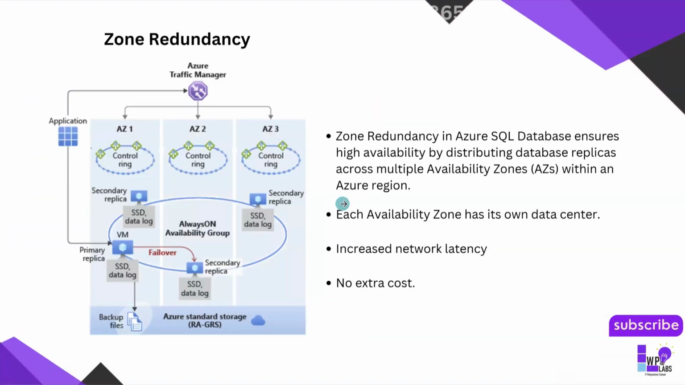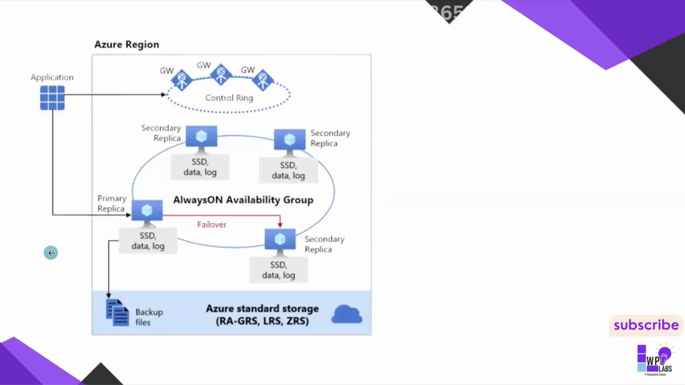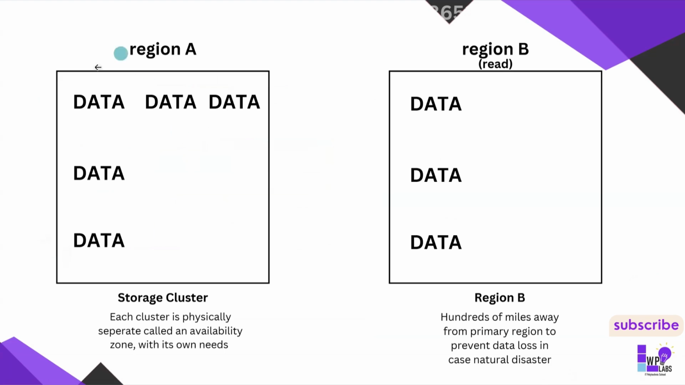So we have looked at what happens when a node fails inside a zone and inside a region. Now I want to tell you something new. What will happen if an entire data center fails? What I'm trying to say is, what happens when the entire zone fails?